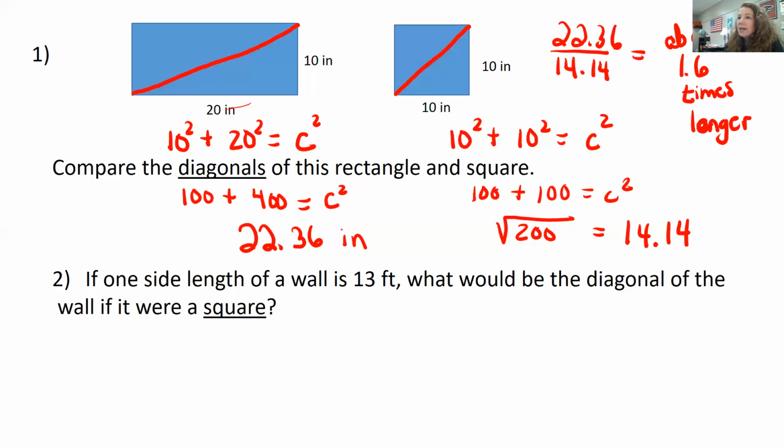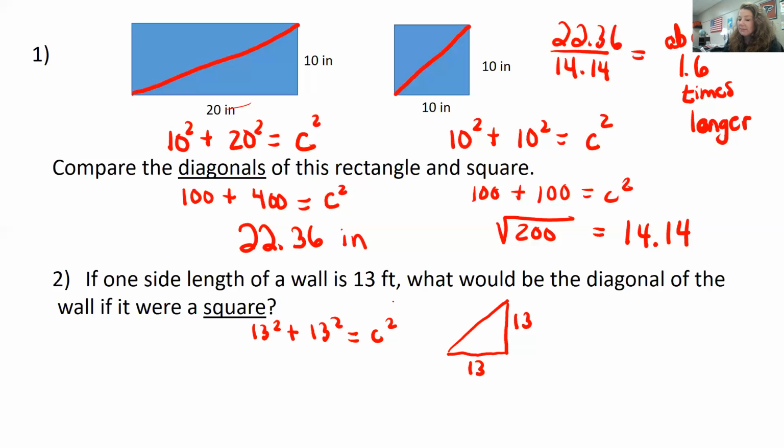Number two, if one side length of a wall is 13 feet, what would that diagonal wall have to be if it were a square? Well, if it were a square, what would that mean? If this side is 13, this side would what? Have to be 13. So if both sides are 13, that would make it a square. So that means the diagonal would be the square root of 13 squared plus 13 squared.